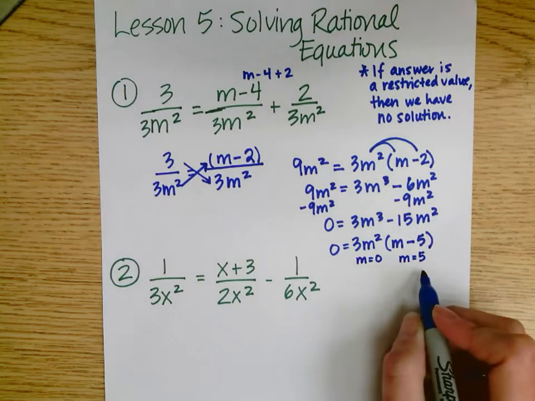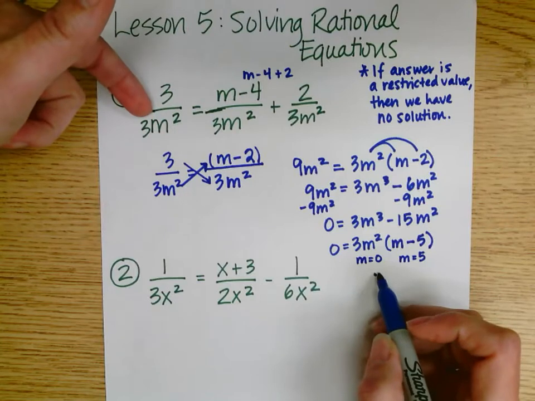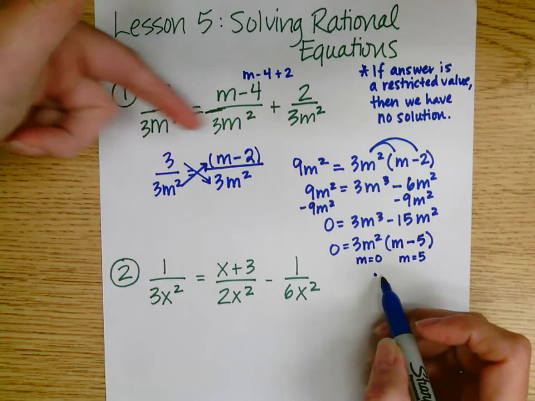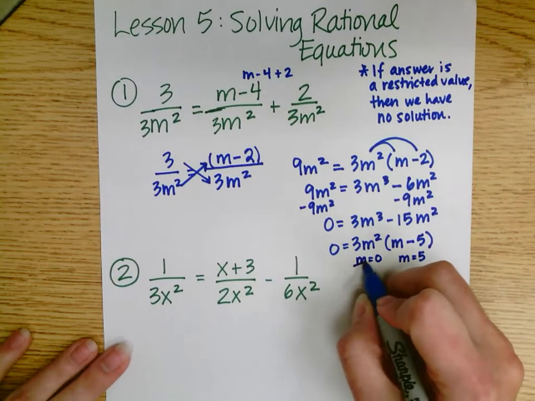Now, what I'm going to do is go back and check. Well, can I plug in a 0 and be okay in the denominator? I'm not allowed to have 0 in the denominator. So actually what we're going to do is throw out this answer.